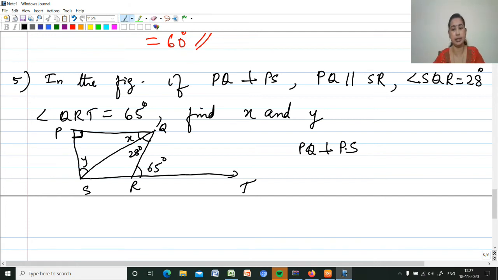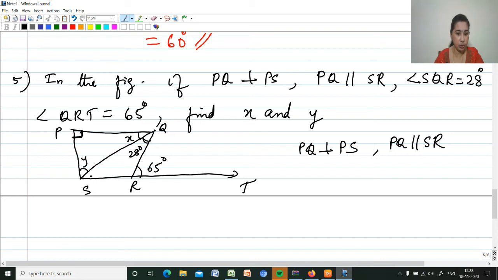That angle is 90 degrees. Also given PQ is parallel to SR, angle SQR is 28, and angle QRT is 65. From the figure we can see that angle SQR plus angle QSR is equal to angle QRT, because if a side of the triangle is produced, then the exterior angle formed is equal to the sum of the two interior angles.